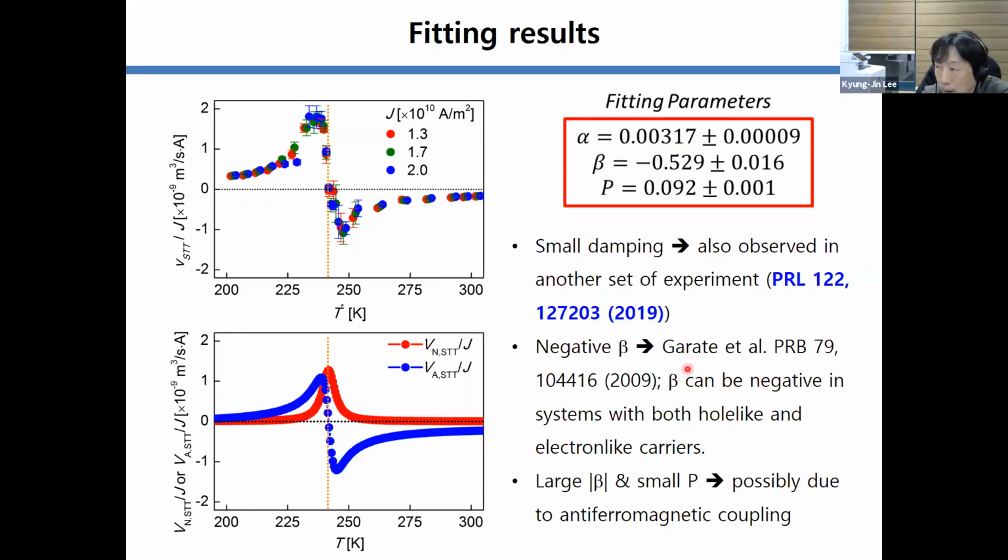In comparison to the alpha, it's very large and the sign is negative. We don't know why, but we thought that this large beta should be related to the antiferromagnetic ordering. And for negative beta, there is a theory from this paper that when you consider the band structure, beta can be either positive or negative depending on the details. For example, if the system has both hole-like and electron-like carriers at the Fermi level, then beta can be negative.